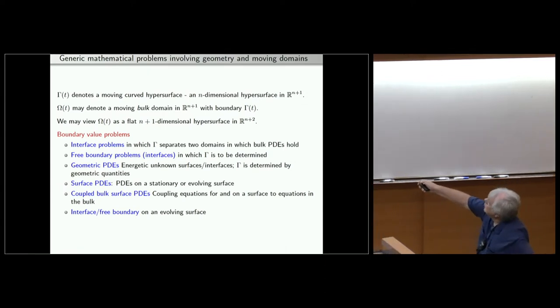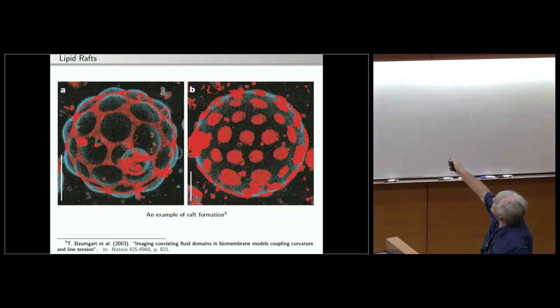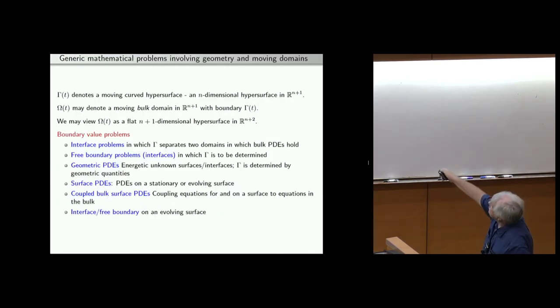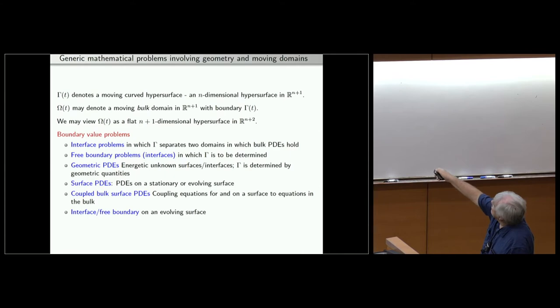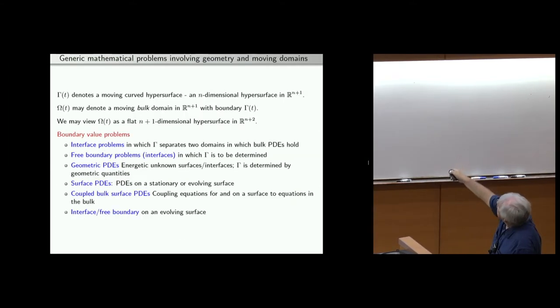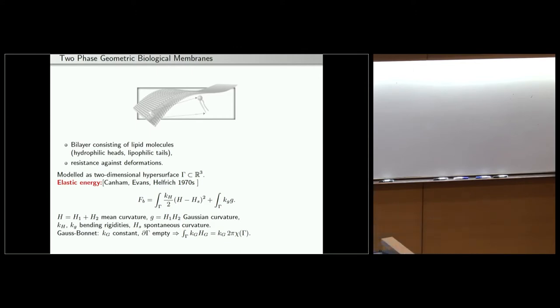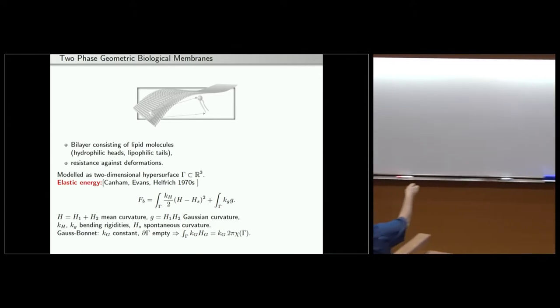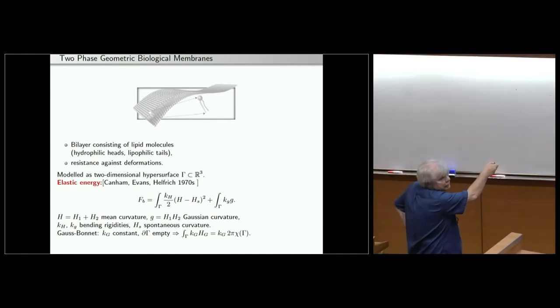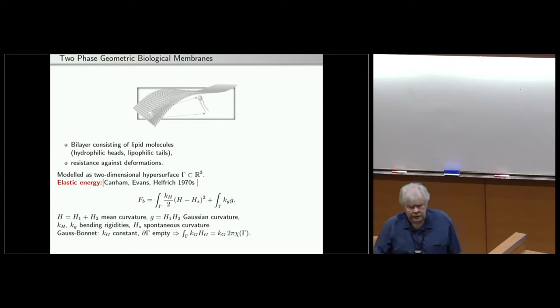And I'm going to suppose that gamma of t will be my moving curved hypersurface, which is approximating the overall shape. And I'm going to have an interface problem on gamma. Let's ignore that. And I'm going to suppose that we're interested in this elastic energy. So this is the Canham-Helfrich energy, and we see that what we have here is a coefficient, and H is the mean curvature, and this is something called the spontaneous curvature. And here we have the Gaussian curvature. I'm not going to talk at all about Gaussian curvature today.